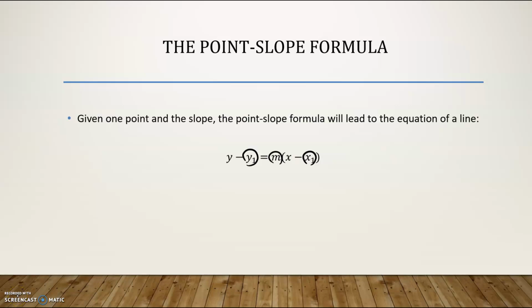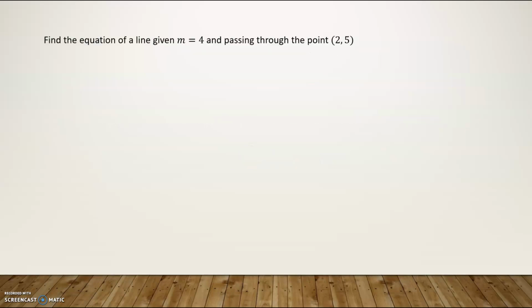All right, this is section 4.1, part 2. So the point slope formula, like I was saying in the last video, you can enter in values for y sub 1, for m, and for x sub 1. But for y and x, you're just going to leave those as y and x. So find the equation of a line given m is 4 passing through the point 2, 1.